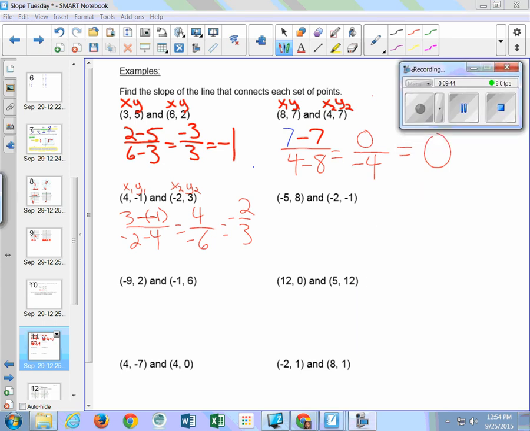Next one. X of 1, y of 1, x of 2, y of 2, negative 1 minus negative 5 over 2 minus negative 5. Okay, signs are the same on top. Add them together and keep the sign. On the bottom, this just becomes a plus sign, so that's negative 2 plus 5. So the signs are different. Subtract. Keep the sign of the bigger, which is 5. Now my top and bottom give me a whole negative 3.